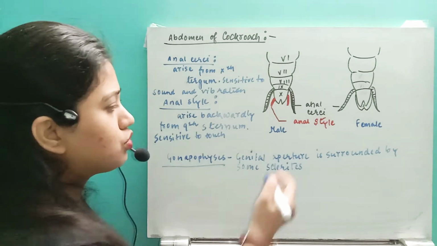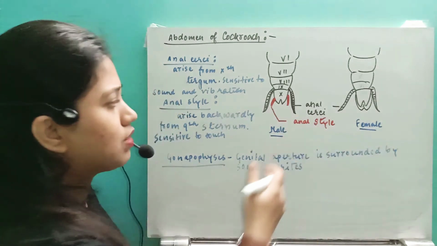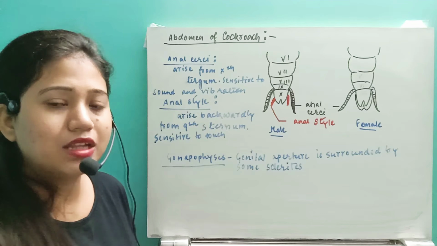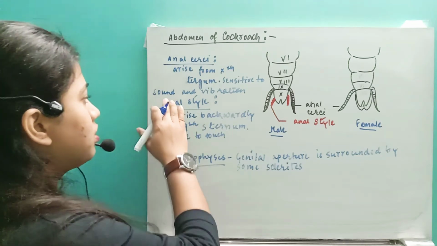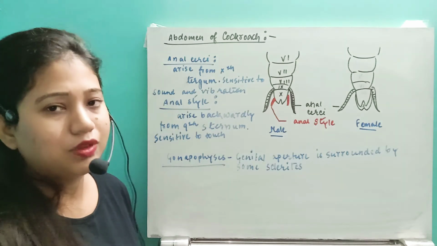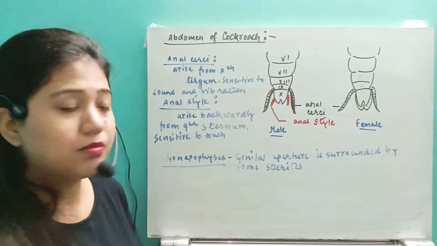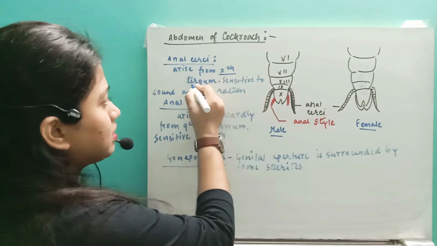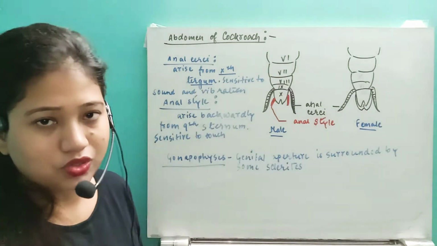In both male and female, they are going to have the same structure, that means anal cerci, which is sensitive to sound and vibration. Both male and female are going to have the anal cerci. Remember, this anal cerci arises from the 10th tergum dorsally.